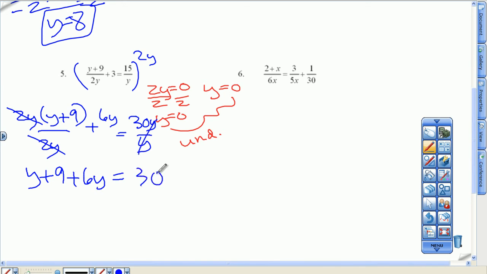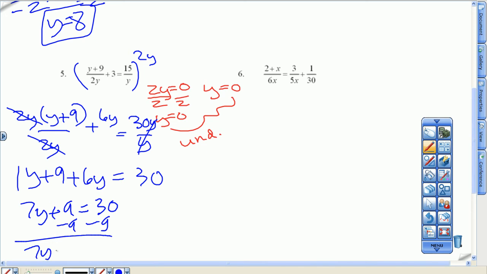I have 3 terms on the left side of the equal sign. 6y and 1y are like terms. So we'll add those up. I'm going to subtract 9 from both sides. 7y is equal to 21. When I divide by 7, I get y equals 3. Pretty straightforward problem. Alright. So when y equals 0, the equation's undefined, but because I didn't get that for an answer, I don't have to worry about it.